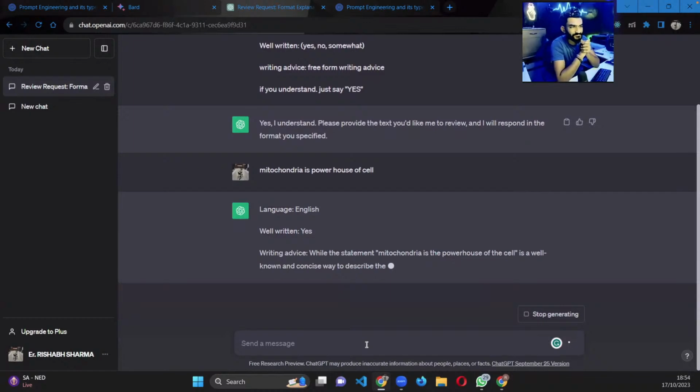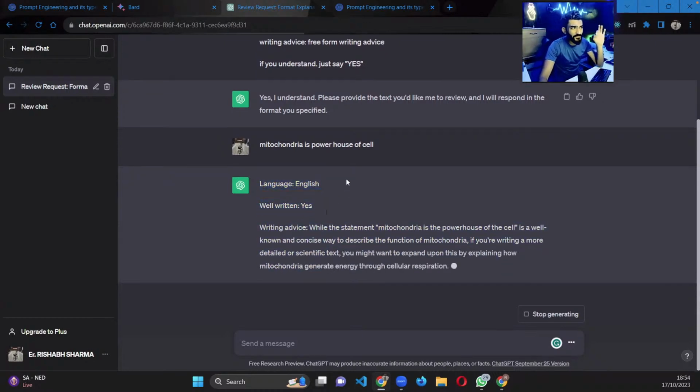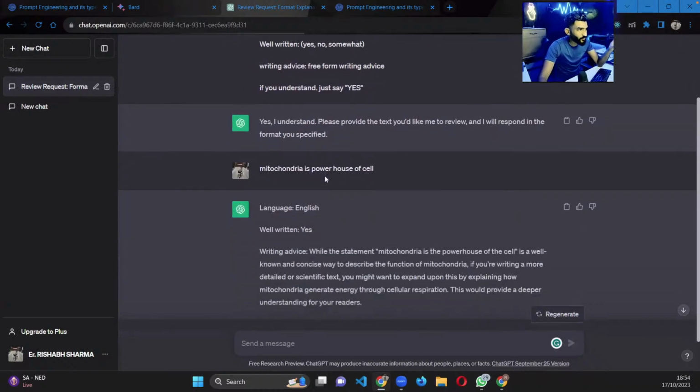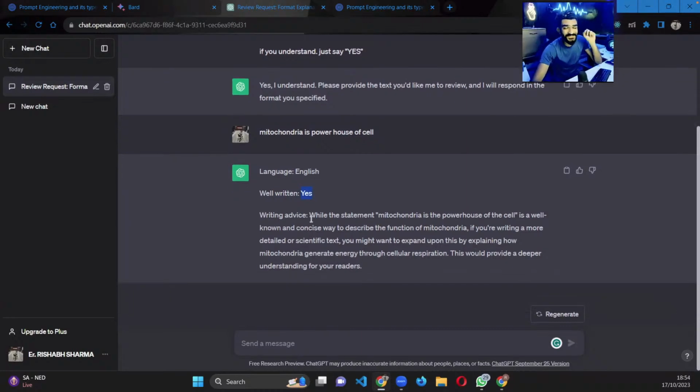See the output format. Is it the same format whatever I have given over here? I wanted him to tell the language. It has told me that you are using the English language. I asked him whether it is a well written text. It is saying yes, it's a well written text. Now it is giving me some advice as well.